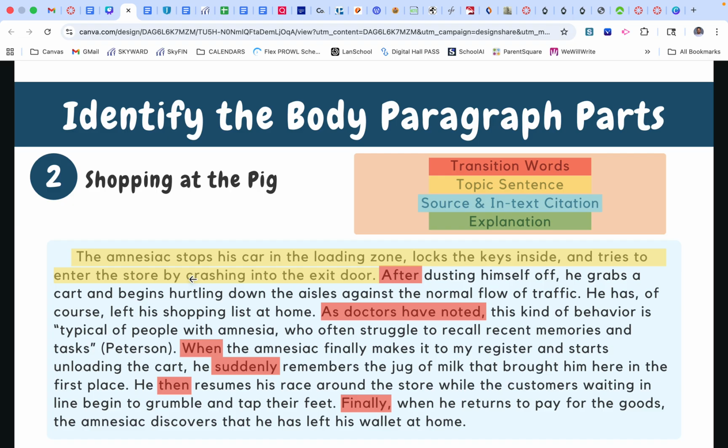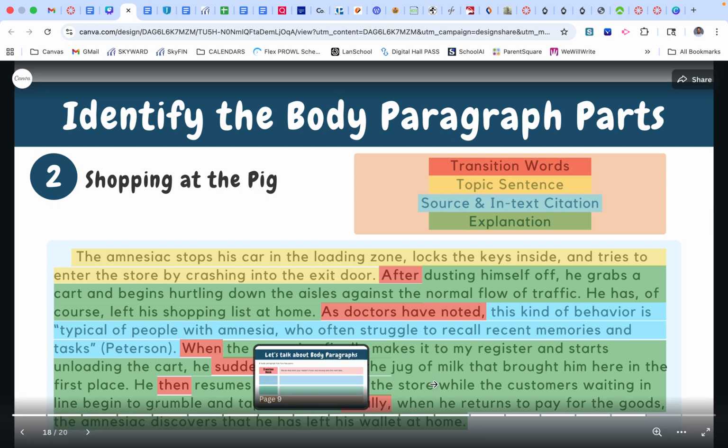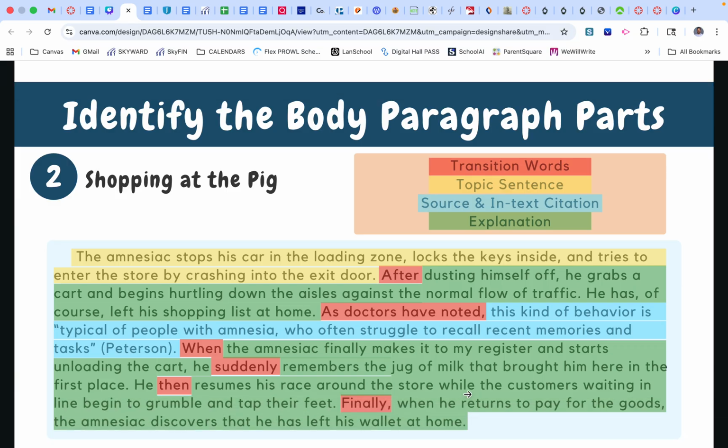Then the next thing that we're going to have after that is an explanation. So in green, here's the explanation about the amnesiac and all they do, right? They dust themselves off. They go against the normal flow of traffic. They remember what they were supposed to be here about. All this stuff in green is the explanation for your topic sentence. So you've got that.